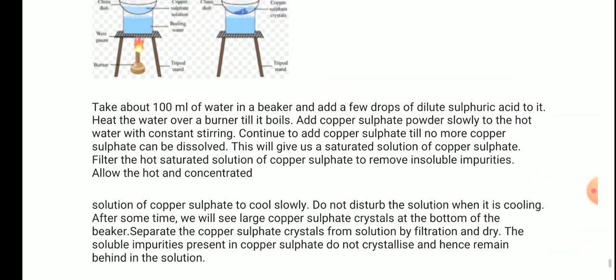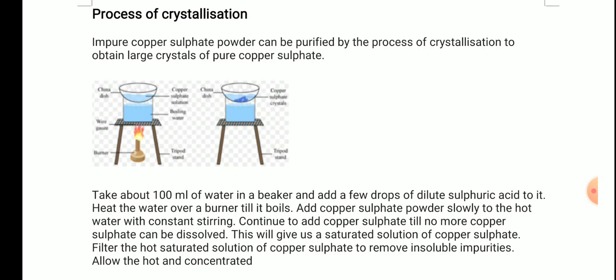Okay, students. Again, what did we do? We took water in a beaker, then added a few drops of dilute sulfuric acid to it. Then we heated the water and added copper sulfate powder slowly and kept stirring it. Then we continued to add copper sulfate till no more copper sulfate dissolved in it. That is, a saturated solution of copper sulfate is obtained. Then we filtered the hot saturated solution of copper sulfate to remove insoluble impurities. Now the insoluble impurities are removed.